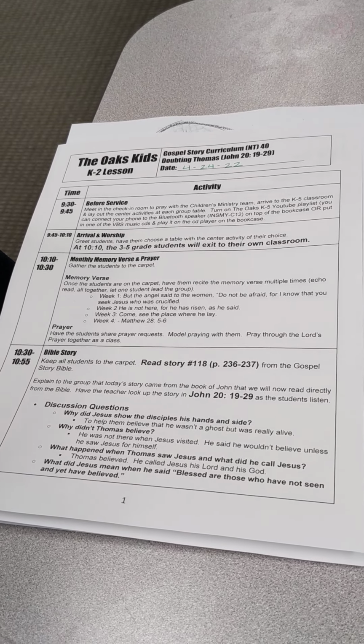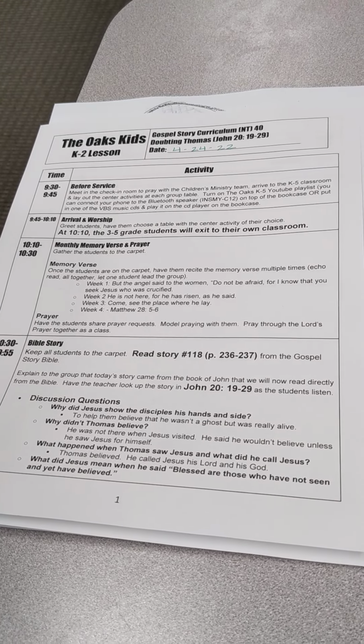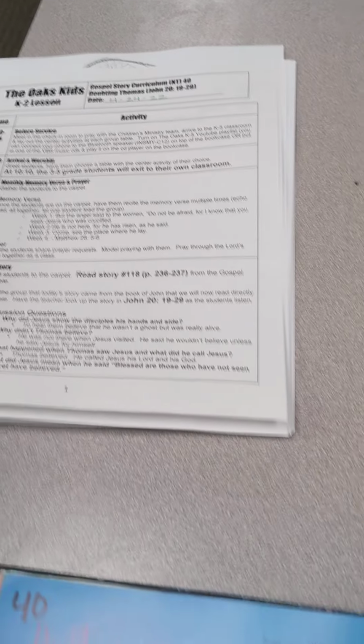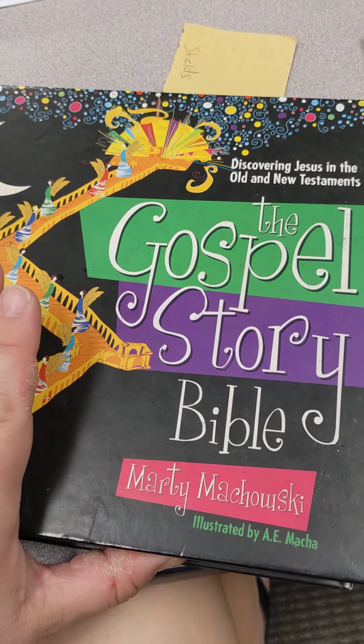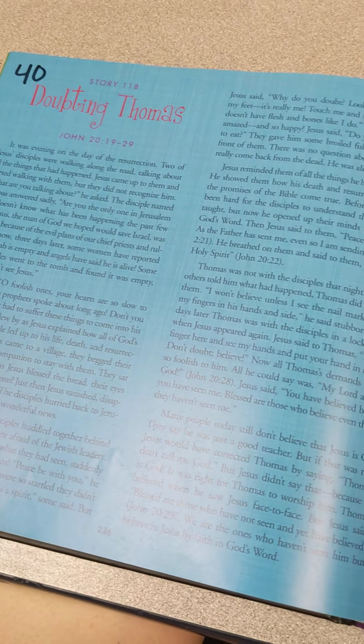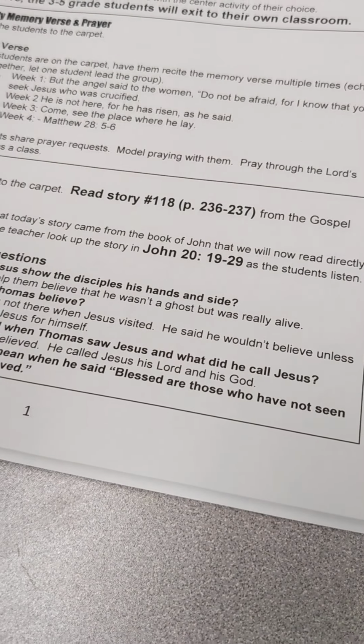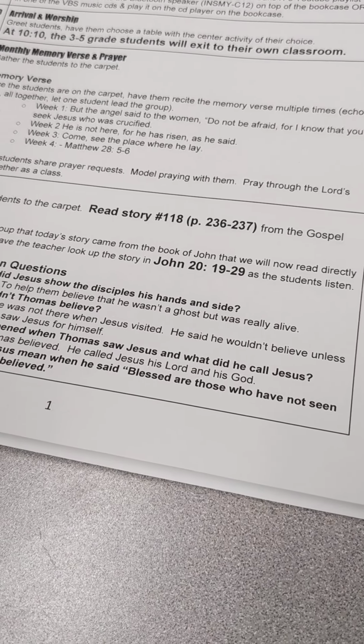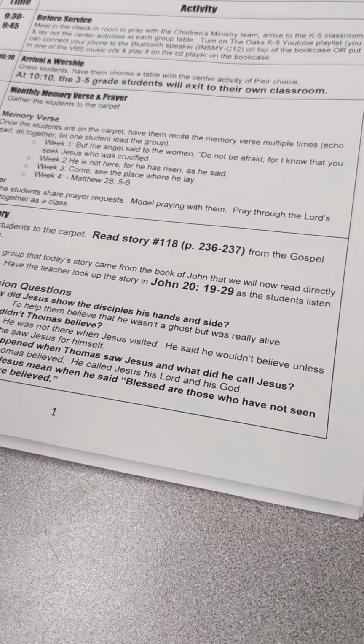After that, we get into our weekly Bible story. For both groups, it is Doubting Thomas, and both groups use the Bible storybook, the Gospel Story Bible, which is right here. And so this is our story. We read this first, and then we follow that up with what is in the lesson plan. We read what is in our ESV Bibles. In both classrooms, there are copies of the ESV Bible.